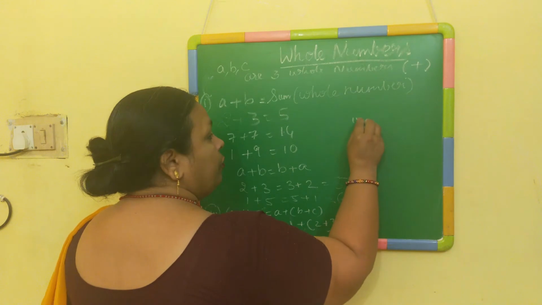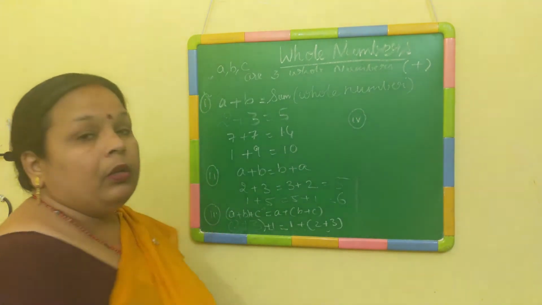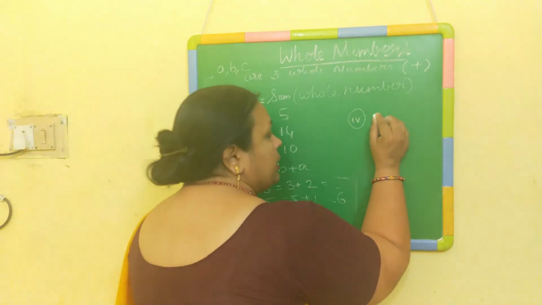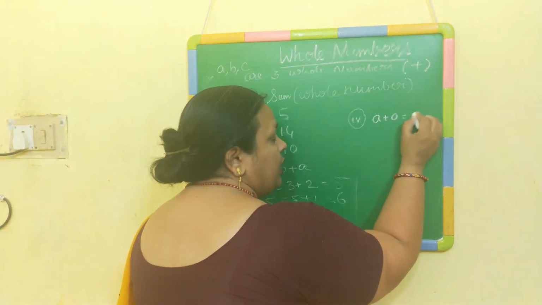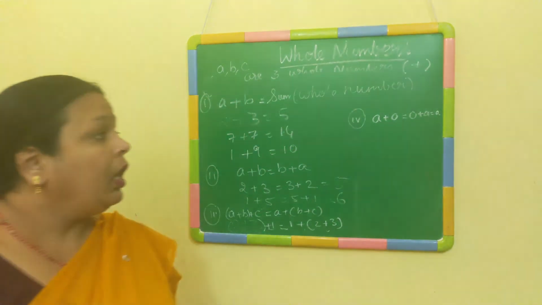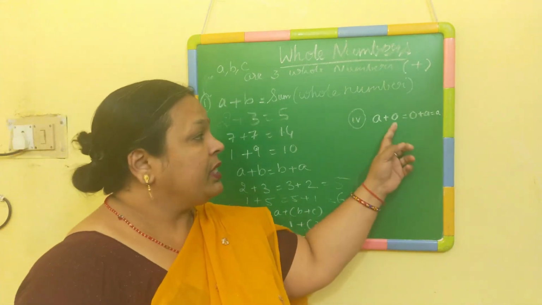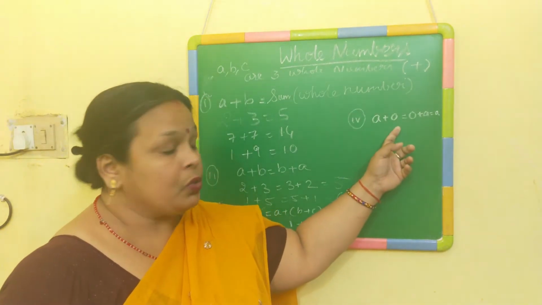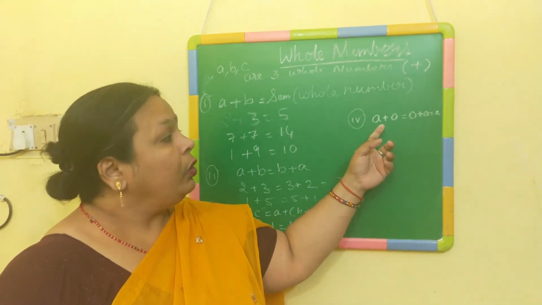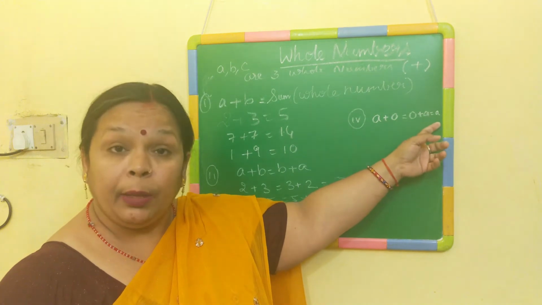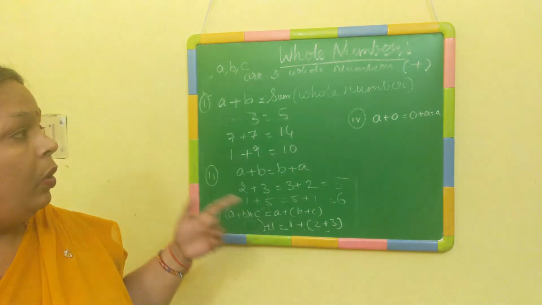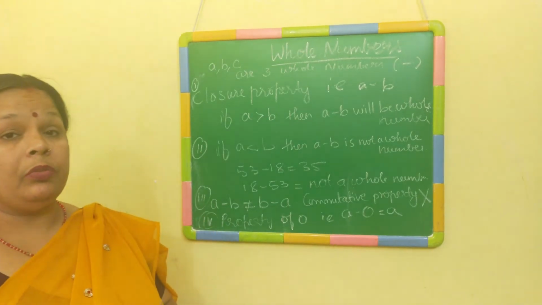When we talk of the fourth property of whole numbers for addition, it is a plus 0 is equal to 0 plus a is equal to a. That means whenever 0, the smallest whole number, is added to any given whole number, you are going to get the number itself, because 0 has no value. Clear?